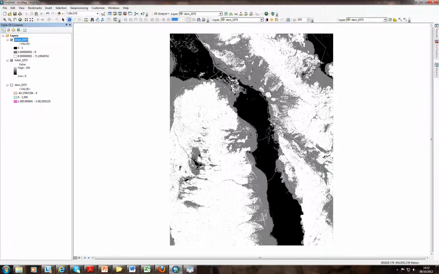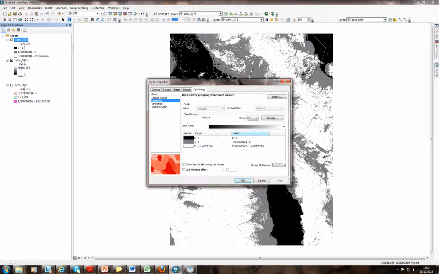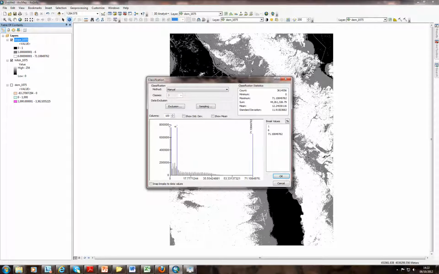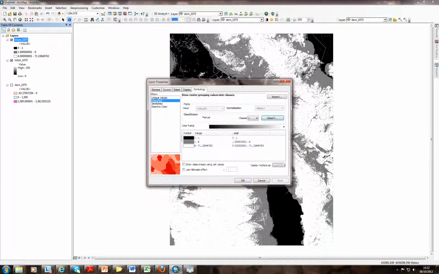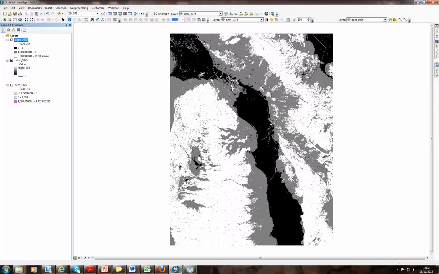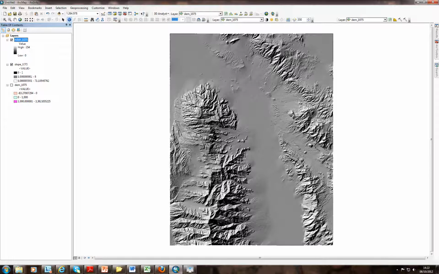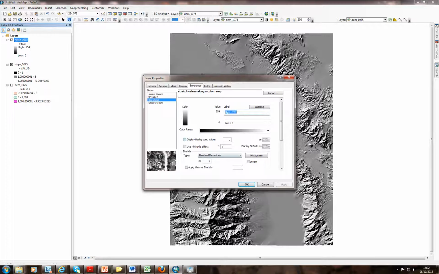Okay, the black areas are clearly the playa, the grey areas looking like being the fans, and the white areas looking more like being the upland areas. Might want to refine that a little bit. I'm just going to classify that again. Well, let's make that 8. Let's see if that makes any difference. Okay, looking a little bit more like it. Let's just pop our hillshade back over the top of that. Put it back transparent again.